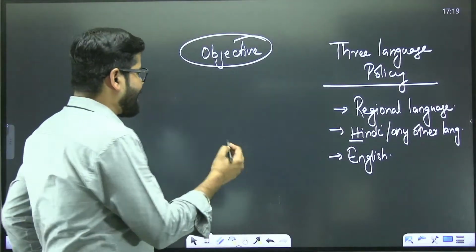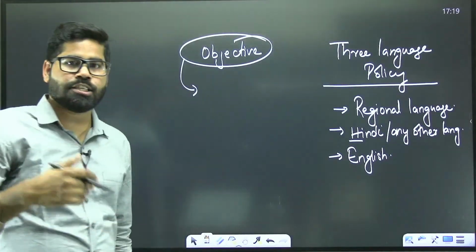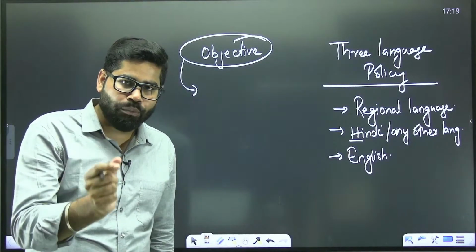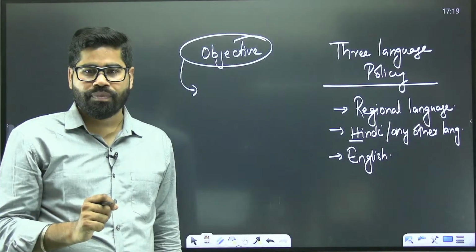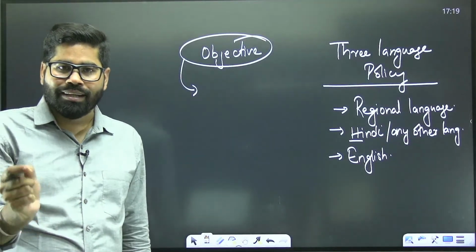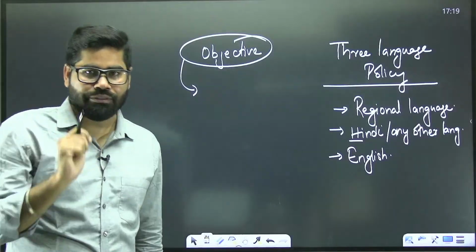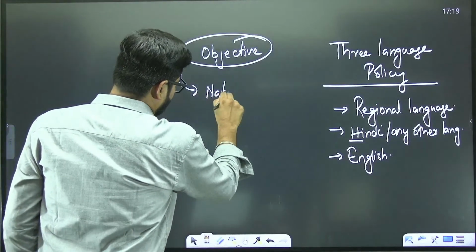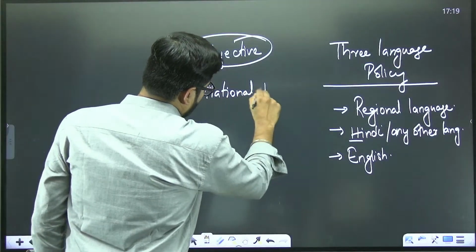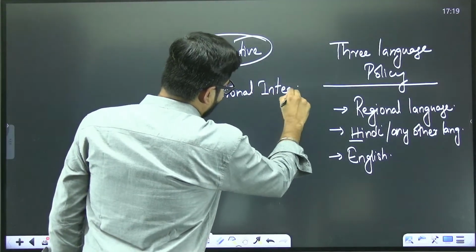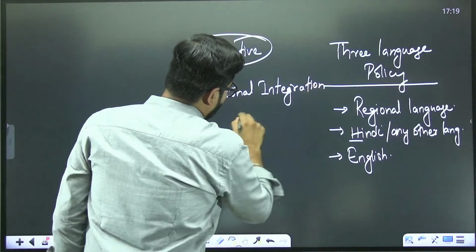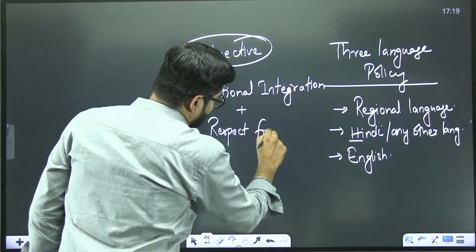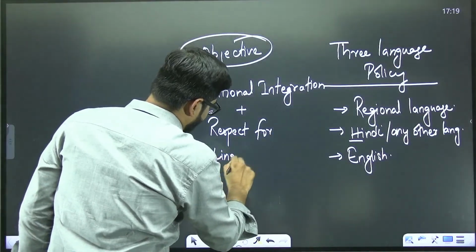So what is the aim or objective as per the union government? They say that they want to promote national integration and respect linguistic diversity. So there are two aims. One is national integration, plus respect for linguistic diversity.